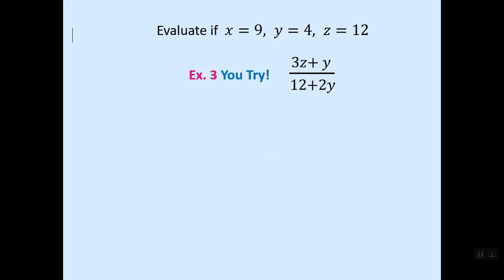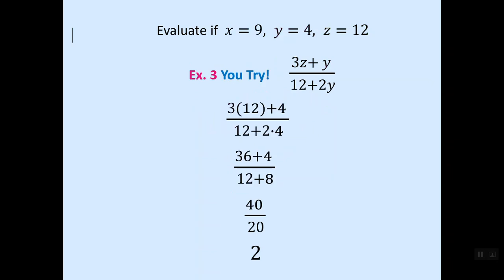All right, now I want you to give this one a try. Go ahead and pause the video, give it a try, and then see how you do. All right, here we are. Here are the answers. You can see that you can fill in the values of the variables and then work the numerator one step at a time and the denominator one step at a time. Final answer is 2. If you got something different, then go ahead and fix it.